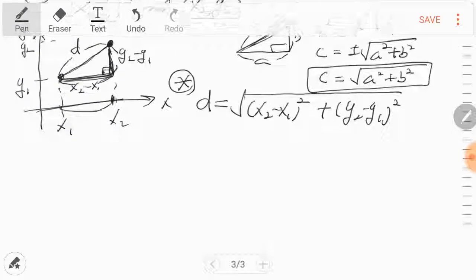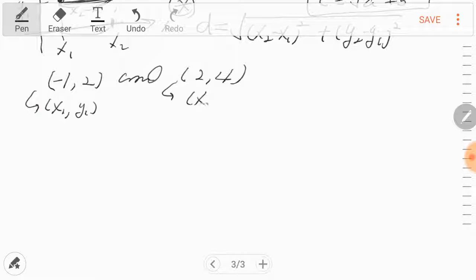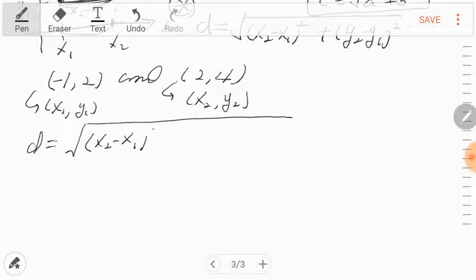Okay, so let's try an example. So example 4, find the distance between 2 points. Here is the first point and the second point is 2 and 4. So we can rewrite it as x1, y1, the second point, x2, y2. So using the distance formula, distance is equal to the square root of x2 minus x1 squared plus y2 minus y1 squared. Then plug in all the numbers.